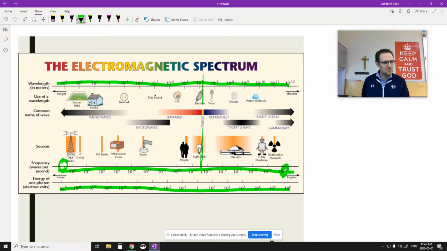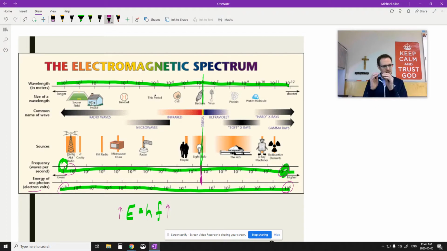Now, because of the formula, E is equal to hf, if my frequency increases, my energy increases. So if I have high frequency, I have high energy. If I have low frequency, I have low energy. These are all in electron volts, you can see. Visible light is around that 2 or 3 electron volt range. Just in the infrared, you've got the 1 electron volt range. So visible light is just a small little section there, but they kind of match up nicely.